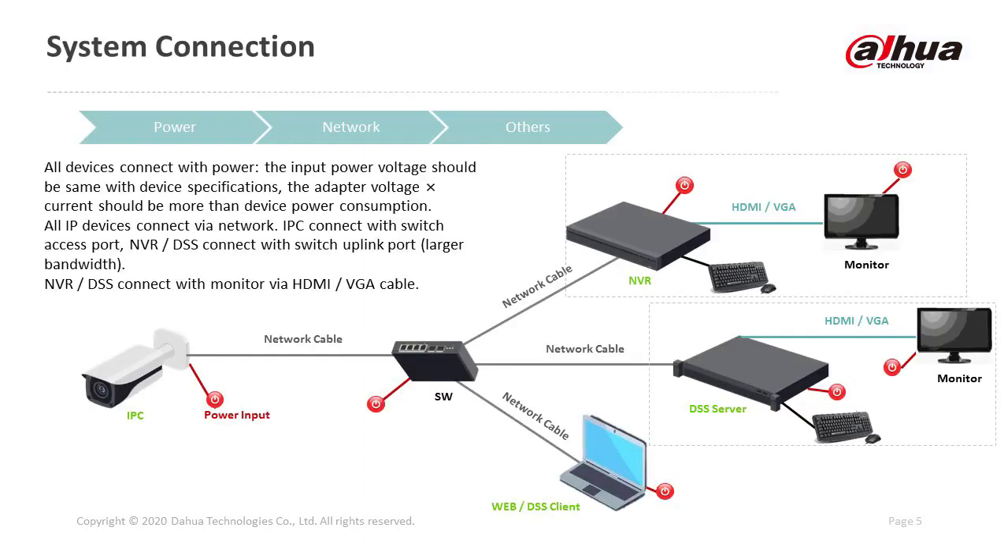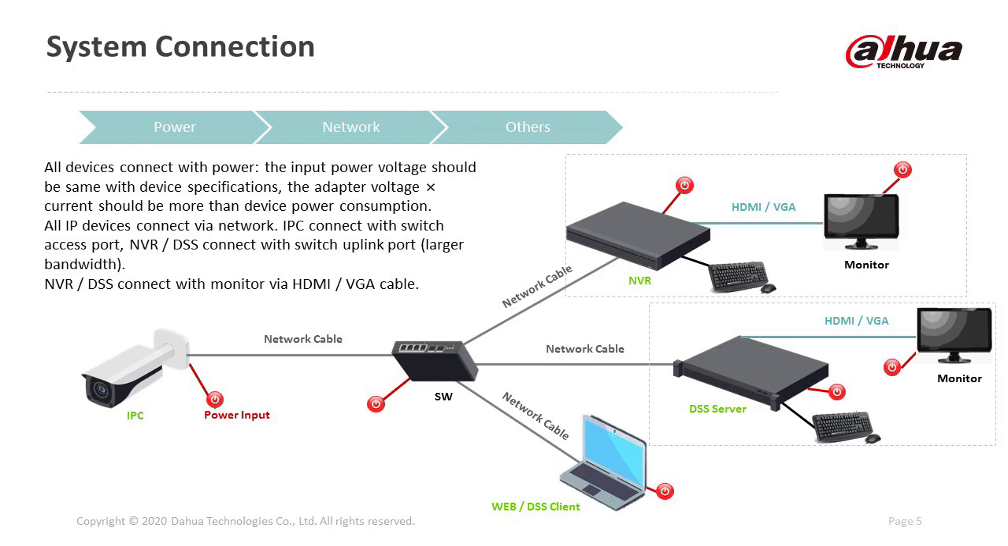For the system connection, it includes power, network and other cables like HDMI and VGA cable. All devices need to connect with power. The input power voltage should be the same as the device specifications. The adapter voltage multiplied by current should be more than the device power consumption.